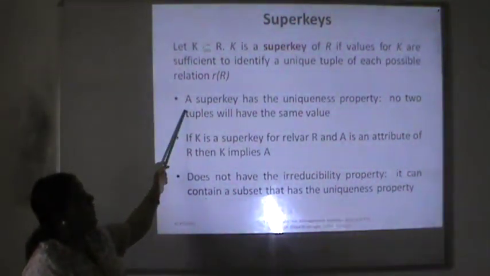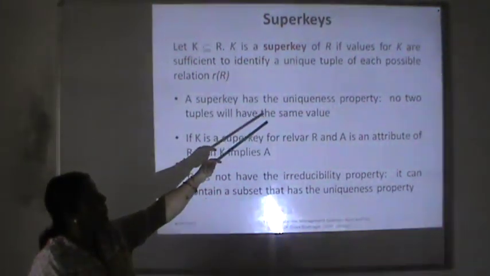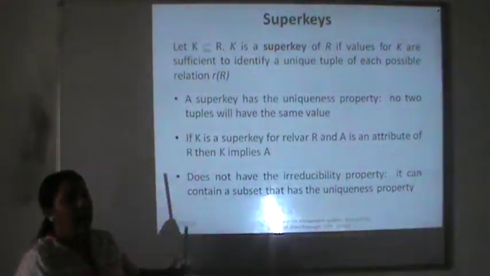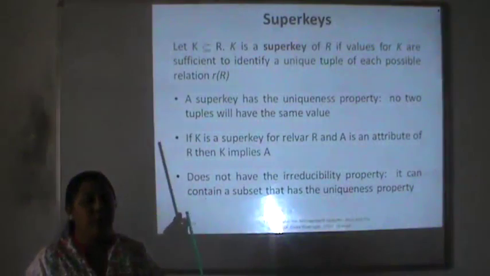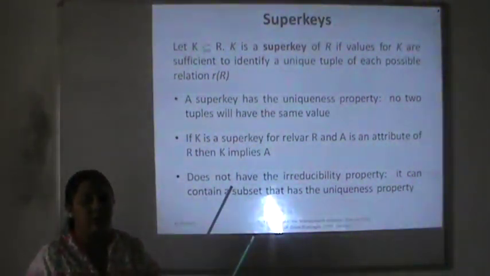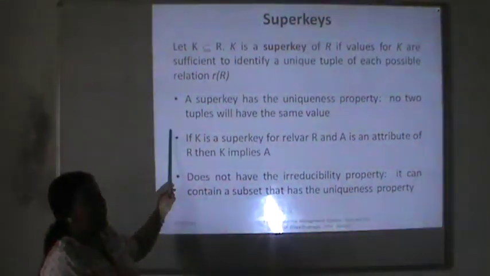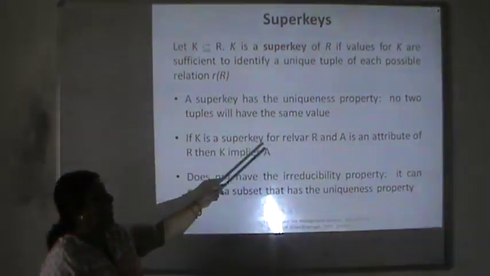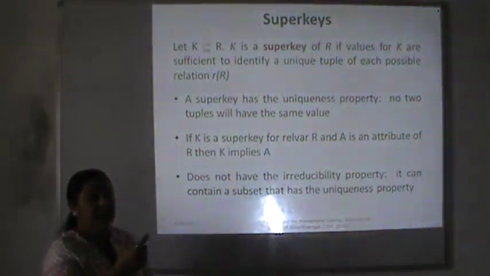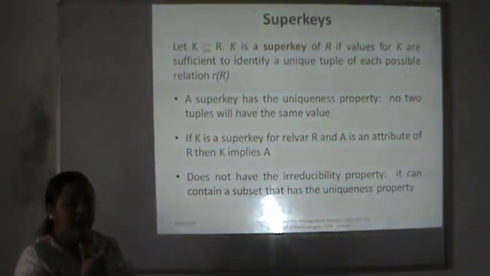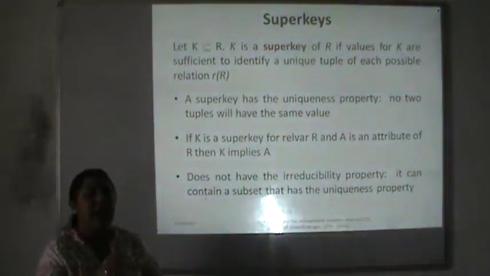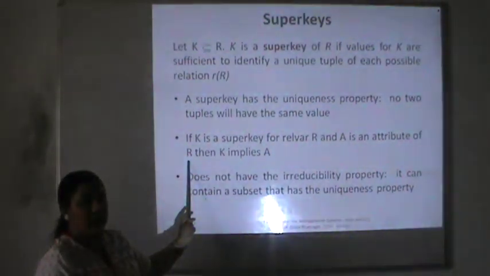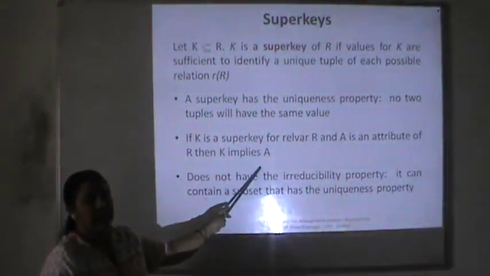So, a super key has a property of uniqueness. It means that no two tuples will have the same value for that attribute or set of attributes. Those sets of attributes are called super keys. Now if k is a super key of a relational variable r, meaning k is an attribute or a set of attributes in relation r, and a is an attribute of r, then k implies a.